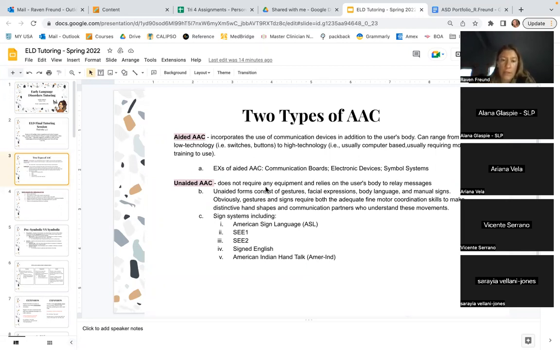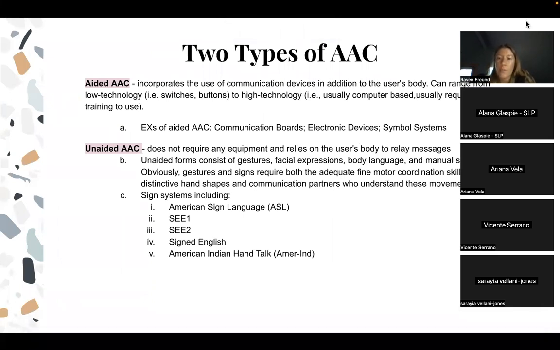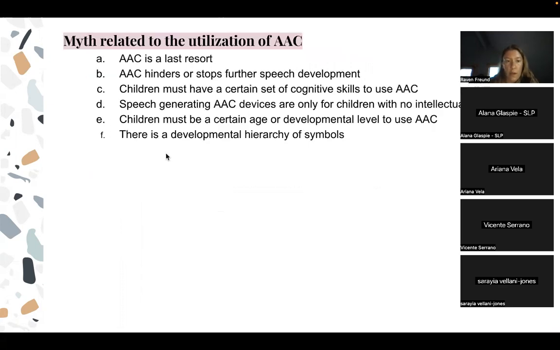And then unaided AAC does not require any equipment. So unaided AAC does not require any additional equipment, and it's just relying on the user's body. So this could be like ASL or signed English. This is also gestures, facial expressions, body language. So any kind of communication that doesn't require equipment and relies on the user's body. And then I'll just go to the next slide.